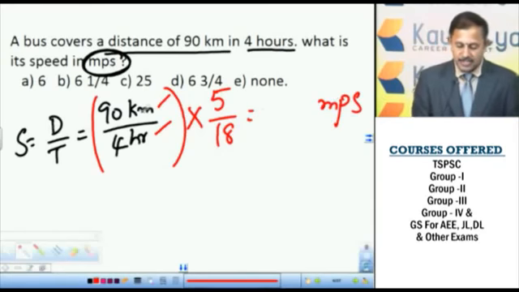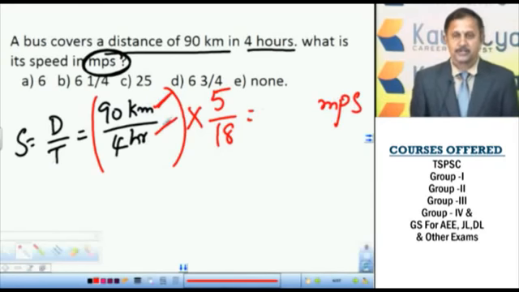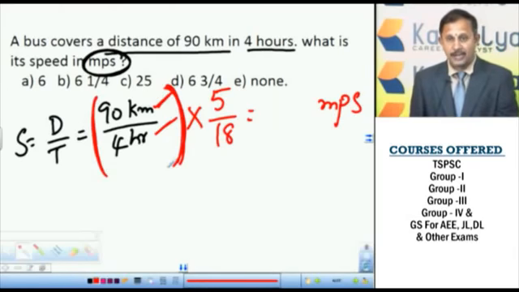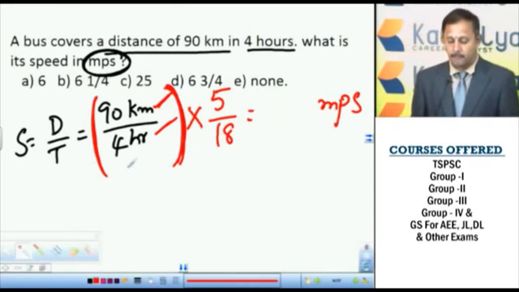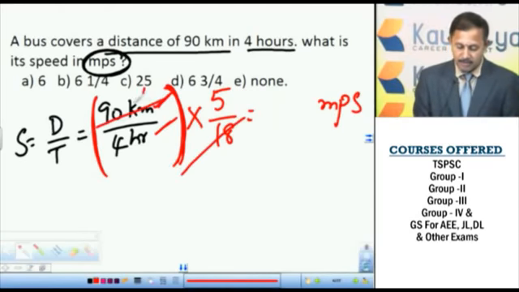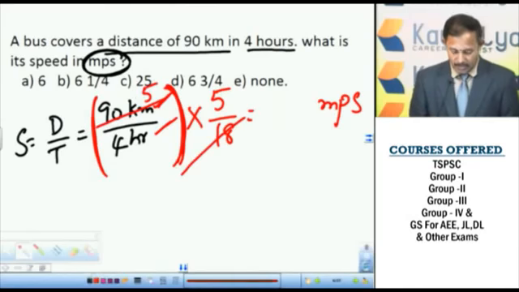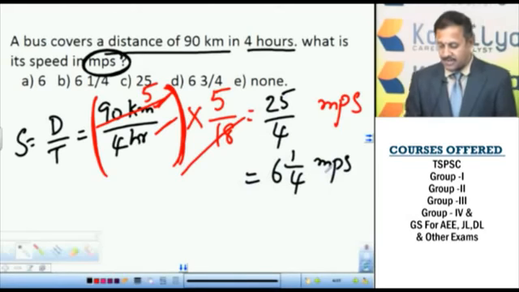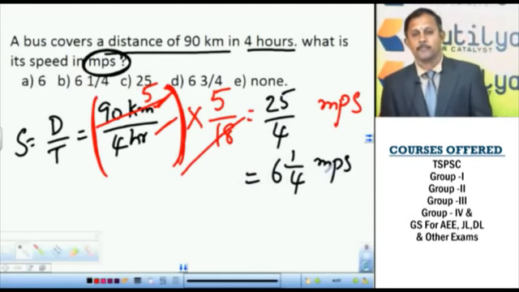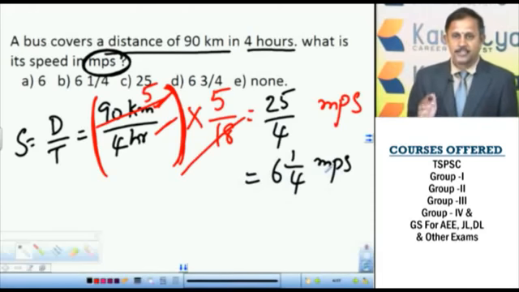Here the distance is 90 kilometers. The time period is 4 hours. The formula for speed is distance by time, and you can get the speed in kilometer per hour, but you have to convert the speed into meters per second. So into 5 by 18. Of course 18 cancels for 5 times. In the numerator we get 25, and in the denominator 4. 25 by 4, or in other words 6 1 by 4 meters per second, that is the speed of the vehicle.